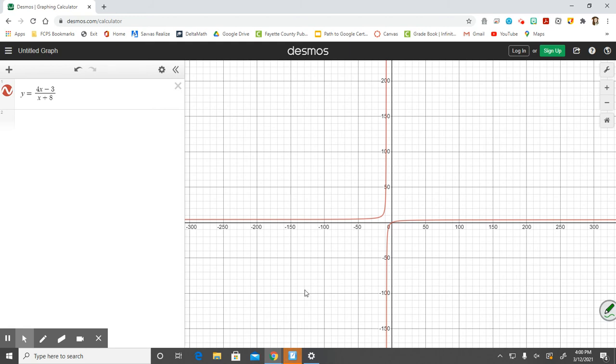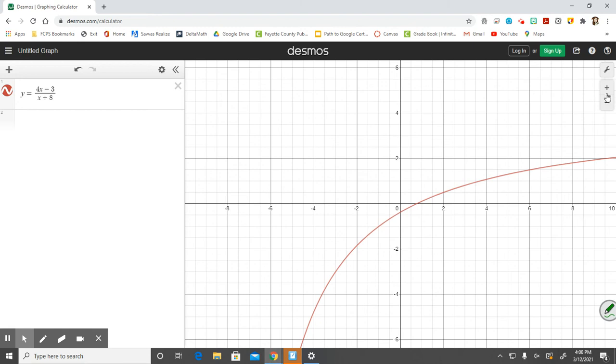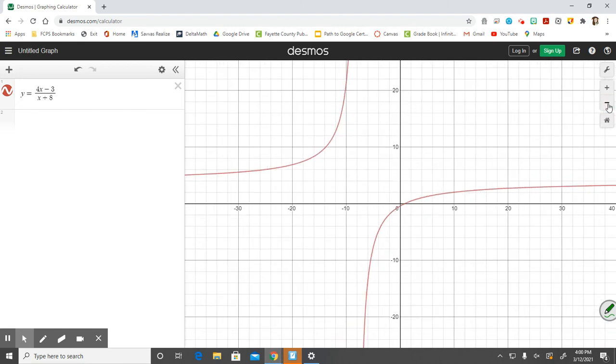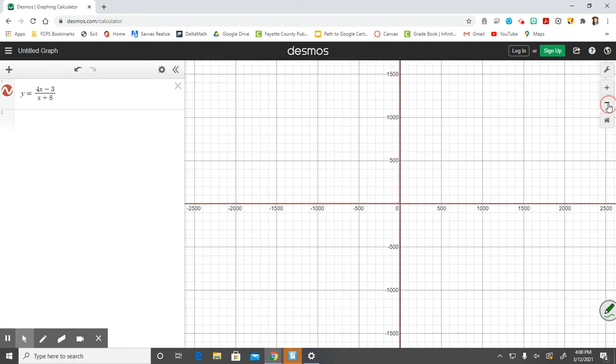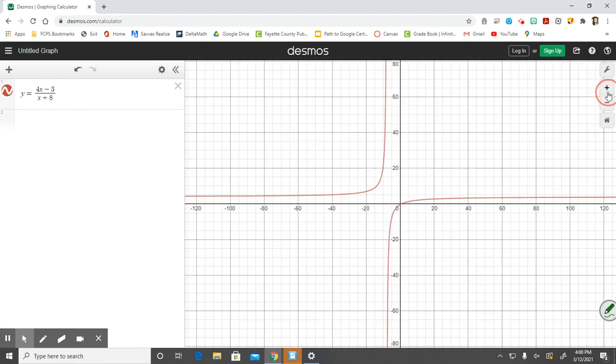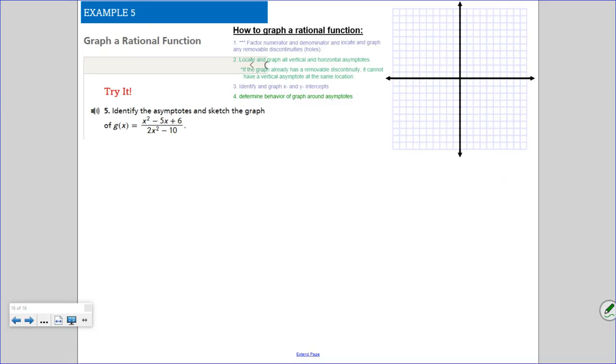If you try to rely on Desmos too much, then you'll either just look at this and be like, yeah, that's it, or you might just be stuck zooming all the time and not know for sure. So it is important to know what the graph is going to look like. So let's skip ahead to example 5 and graph this one. It's a little more complex, so let's see what that means.